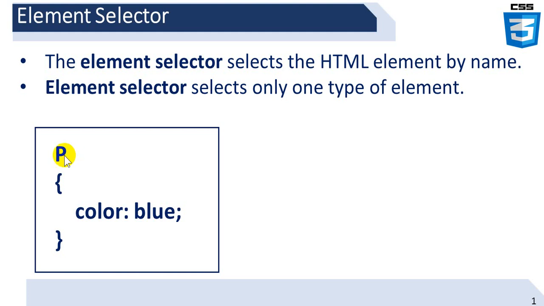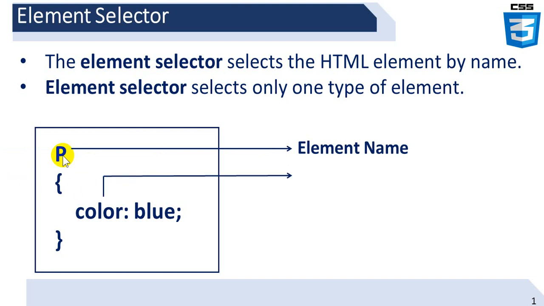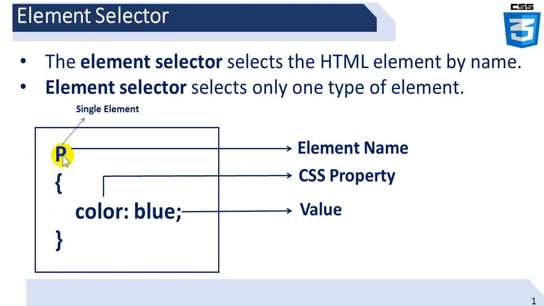So here the syntax is the same thing, guys. This P is my element name. The element name can be anything: paragraph, image, marquee, h1, any name. Now inside the curly bracket, color is my CSS property, guys, and blue is my value here. It is a single element we are selecting. So whenever we select a single element, we call this an element selector, guys.